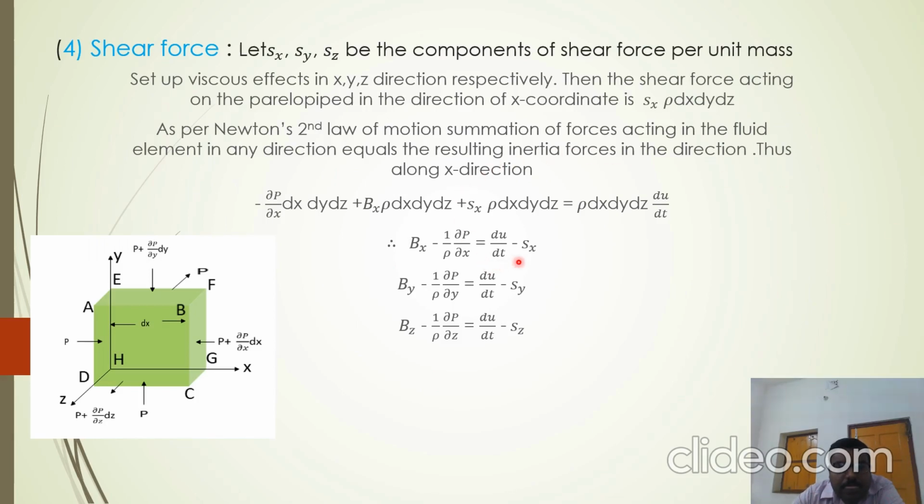For the shear force, let Sx, Sy and Sz be the components of the shear force per unit mass due to viscous effects in the x, y, z directions respectively, which gives Sx times rho dx dy dz. As per Newton's second law of motion, the summation of forces acting on the fluid element in any direction is equal to the resulting inertia force in that direction.